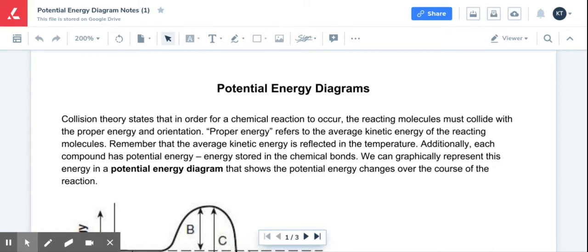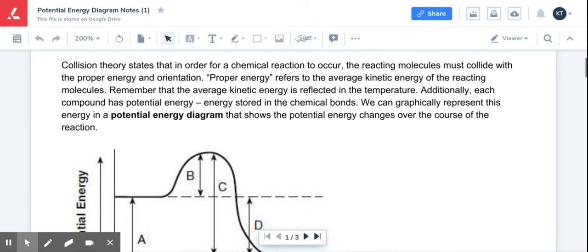By the end of this lesson, you will be able to interpret a potential energy diagram. In previous lessons, we've learned about collision theory, which states that in order for a chemical reaction to occur, the reacting molecules must collide with the proper energy and orientation. And we're going to focus on the proper energy portion of that definition. We are going to look at how the energy changes throughout a reaction.